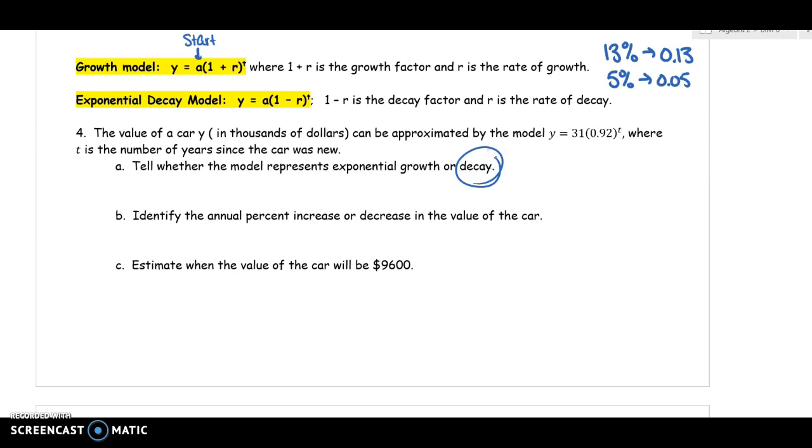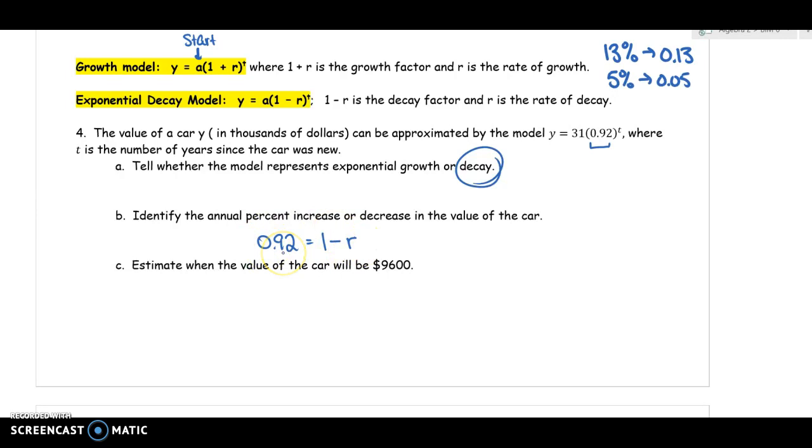Identify the annual percent increase or decrease in the value of the car. This is the kind of weird thing. We ended up with 0.92 in this equation, but that came from doing 1 minus r. Because this is decay, you're using that decay model. So that 0.92 came from doing 1 minus the percentage rate. So you might be able to think of this backwards. If you take 1 minus something and you get 0.92, what was that thing?